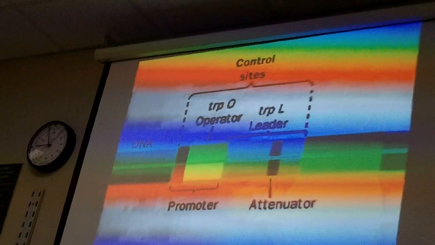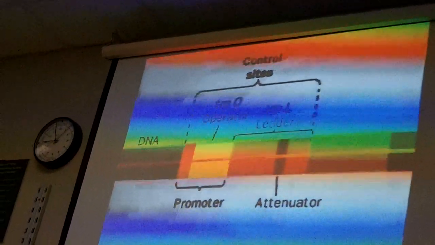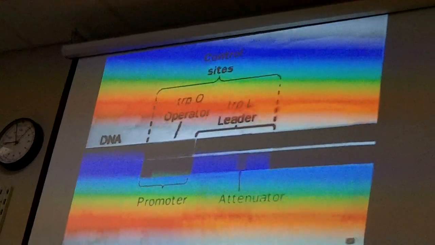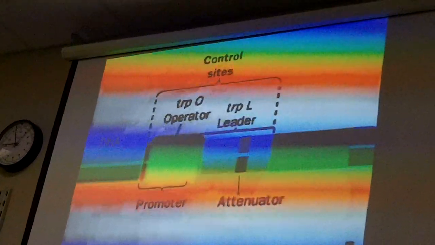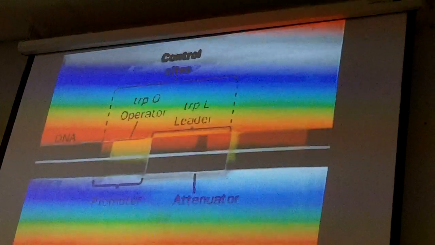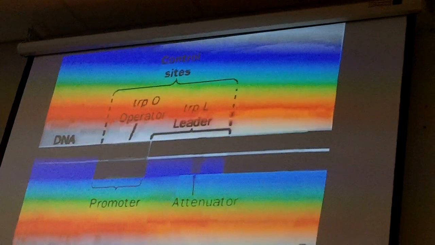Now let's look at the control sequences for the Trp operon. They include a promoter, the binding site for RNA polymerase, an operator, which overlaps the promoter, and a leader gene, trpL, which has an attenuator sequence, which we'll also look at soon.